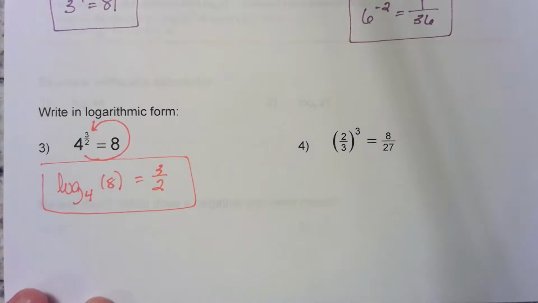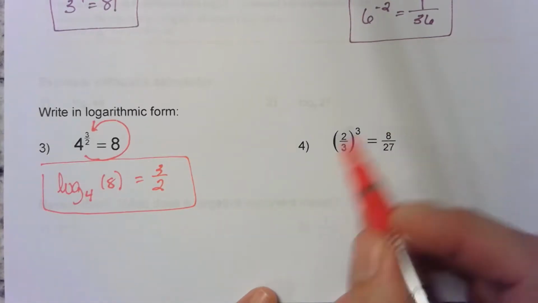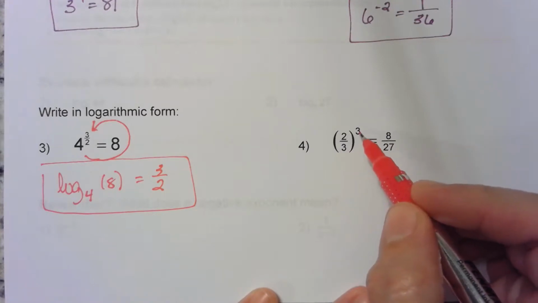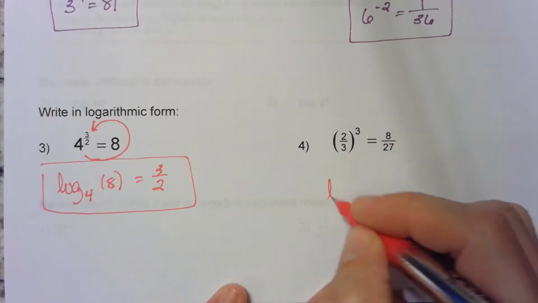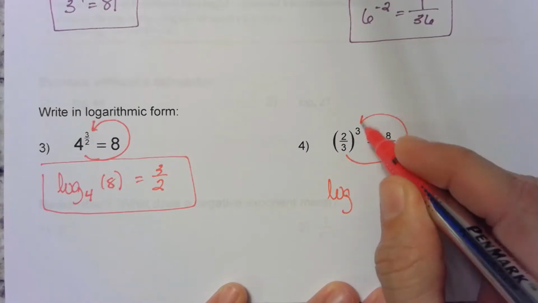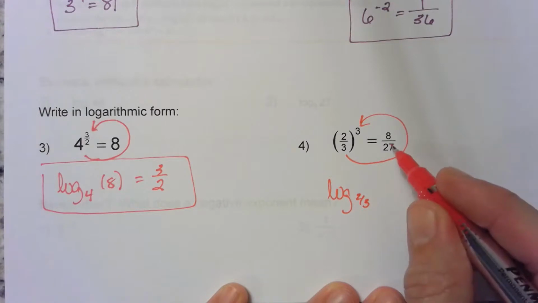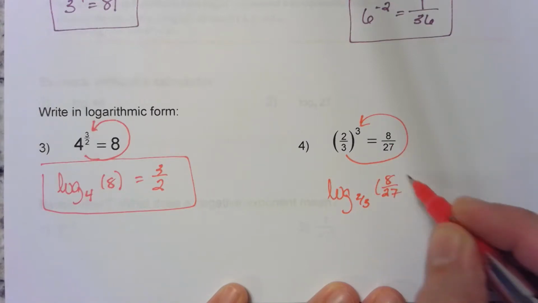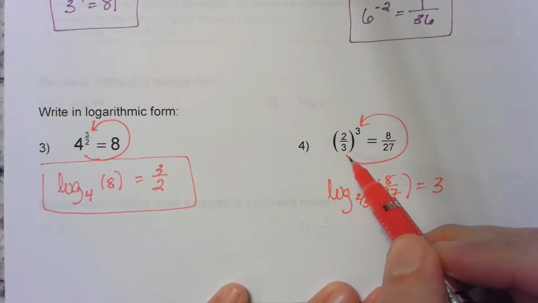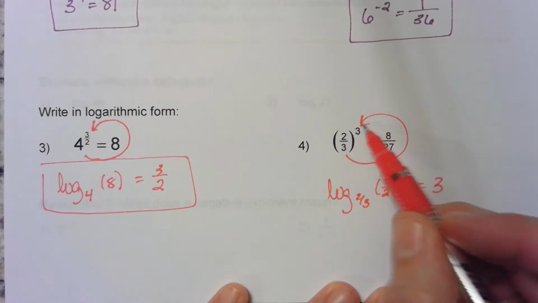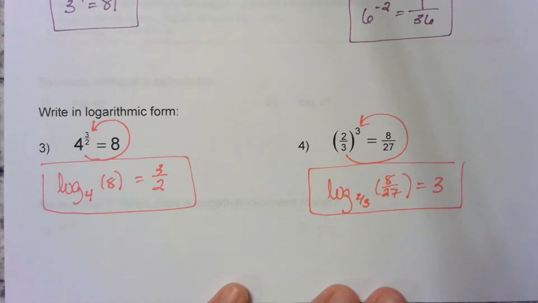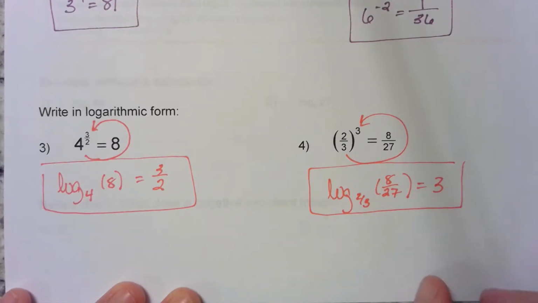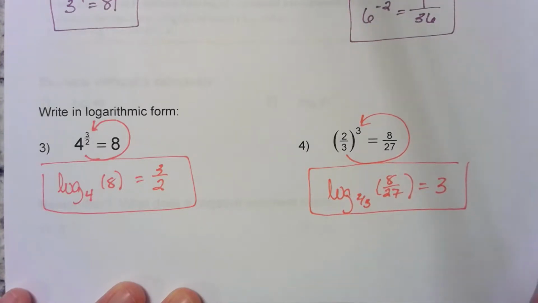How about this next one? What is the base? It's whatever is raised to the power. So this is going to be our base this time. So we start with log base 2/3 of 8 over 27 is equal to 3. Before you can do anything with logarithms, you have to know this page. This is extremely important when working with logarithms. If you are unable to switch back and forth between logarithms and exponentials, then this entire chapter is going to be lost to you.